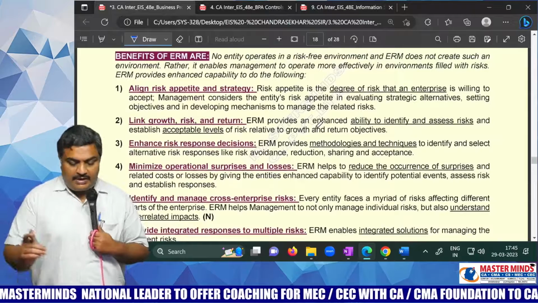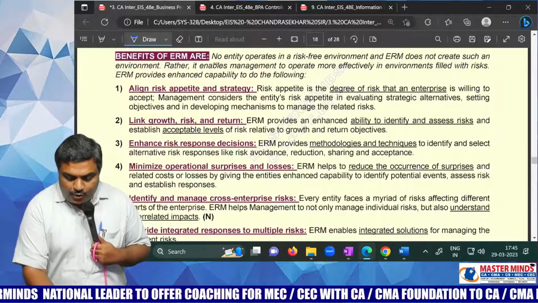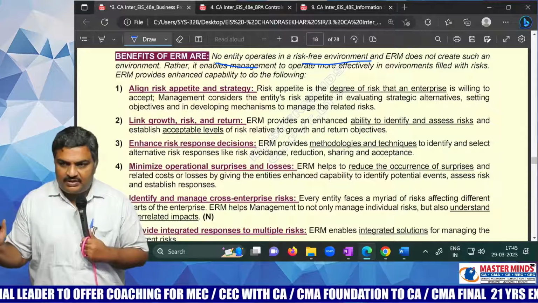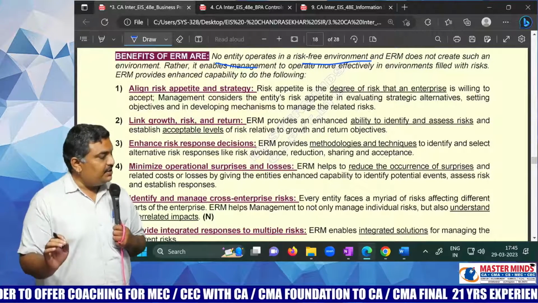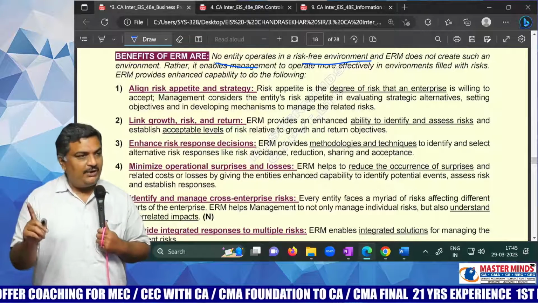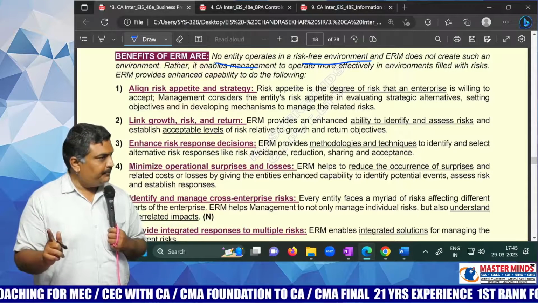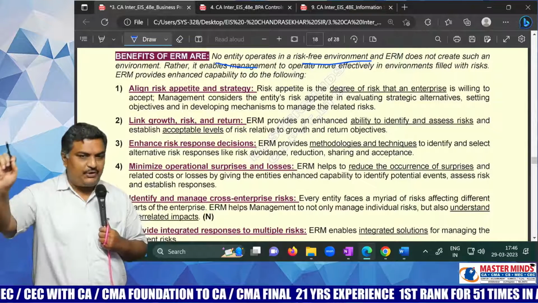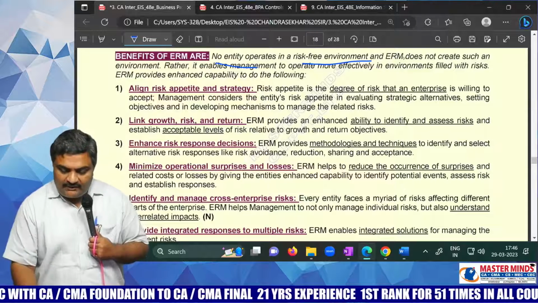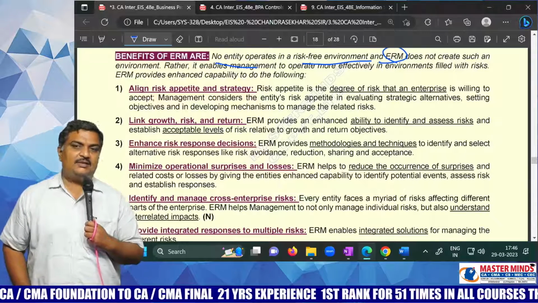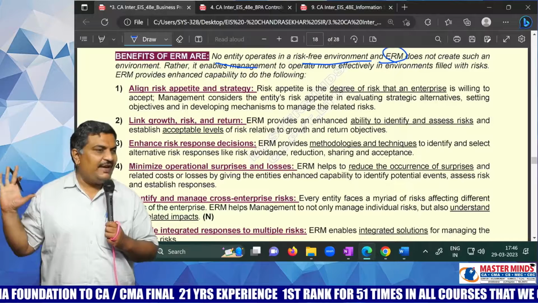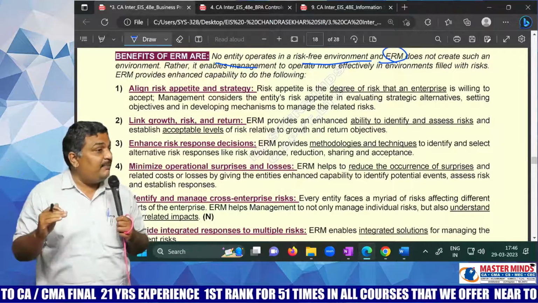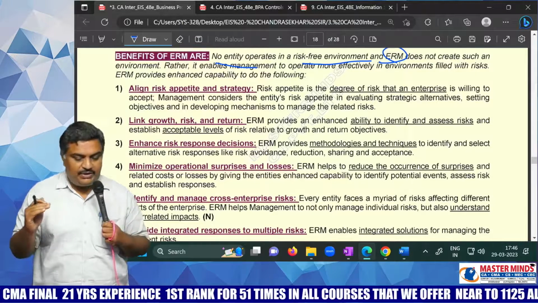Now, here are very important lines. No entity operates in a risk-free environment. That is the first and foremost thing you need to understand. No entity functions in a risk-free environment. That is what I told you, don't aim for 0. Okay. Whatever care you take, however many controls you have, still residual risk will always be there. And even if you follow this mechanism of enterprise risk management, still you cannot guarantee a risk-free environment. But what you can do is the probability of risk can be reduced. That is what you need to understand, right?